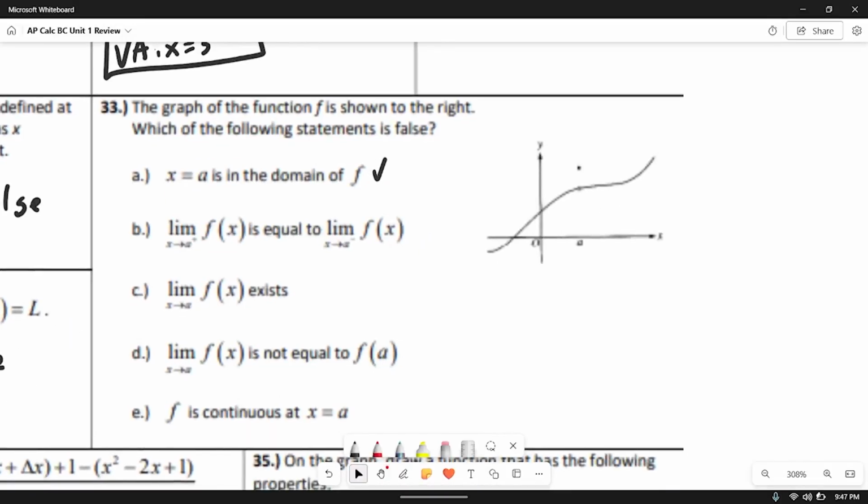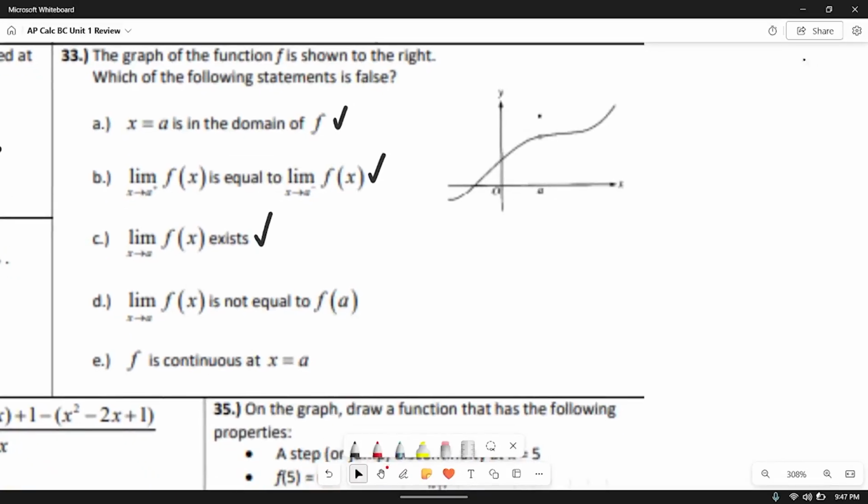The limit as x approaches a from the right side equals the limit as x approaches a from the left side. Well, we can see that, yes, they do both approach this hole right here. So this is also true. And then for c, the limit exists. Well, if they approach the same place from both sides, then the limit does exist.